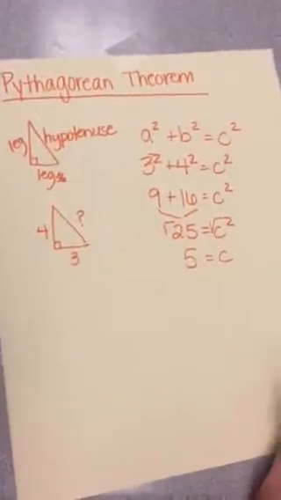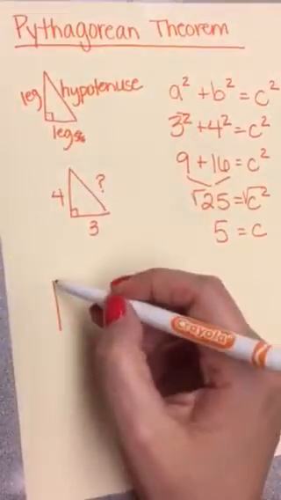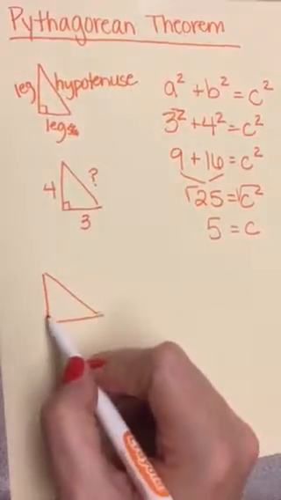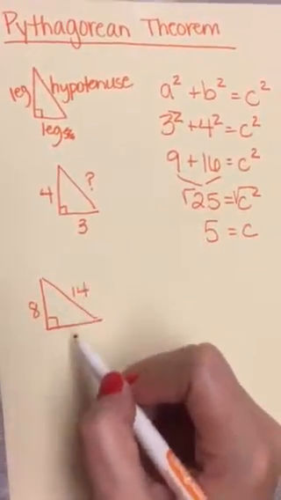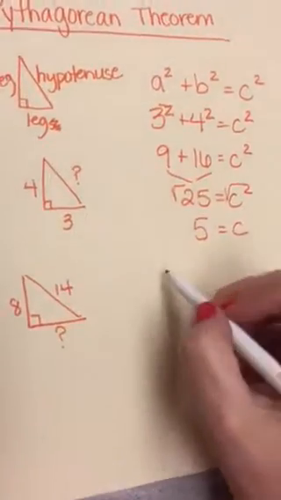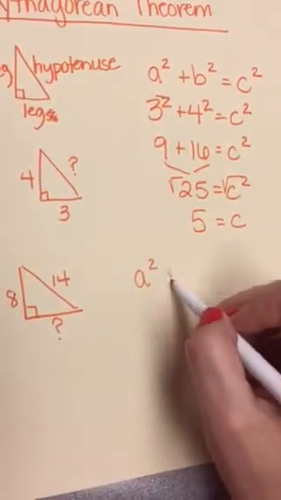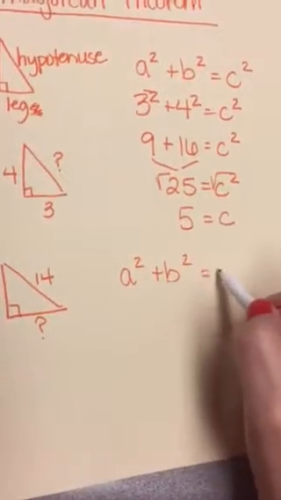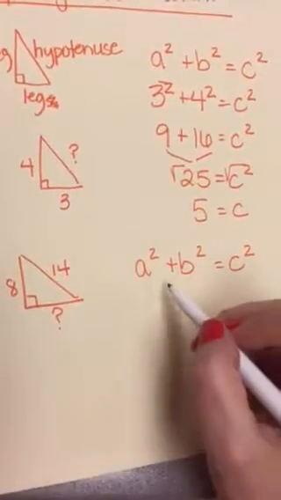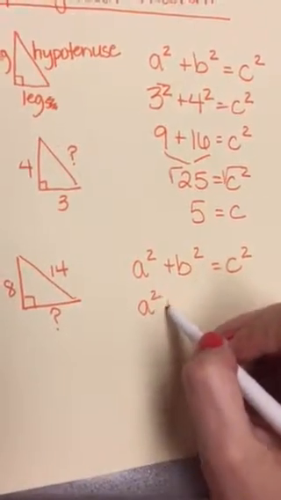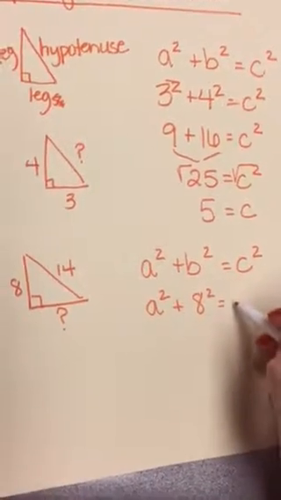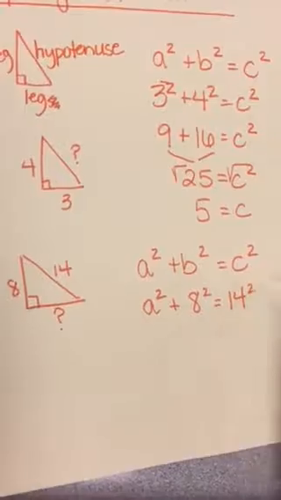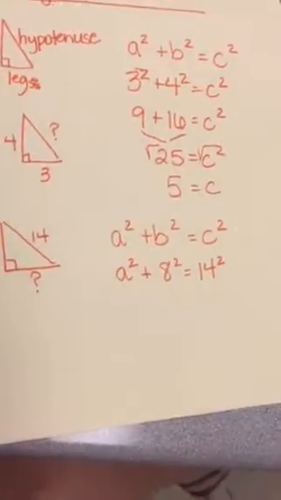Now the only time this might be a little bit tricky for you is if it's not the hypotenuse you're looking for. So let's say we're looking for this leg. So we have an 8 and we have 14, but we're looking for this missing side. So you still use the formula a squared plus b squared equals c squared. So let's say this is a, that's what we're looking for. So a squared plus b squared would be 8 squared equals c squared, which is 14 squared. So then you go through and do your squaring.